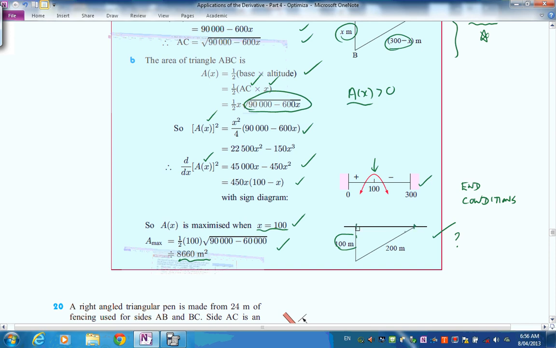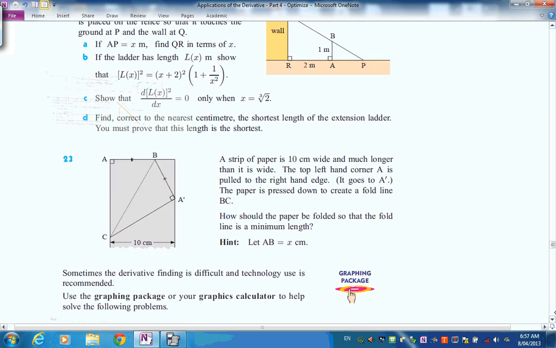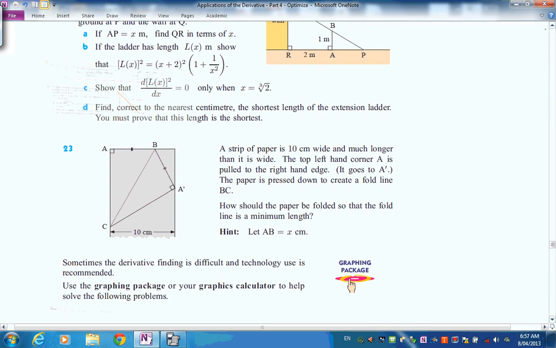We could have x very small, which means we go further out to the drain, and x very large as we come in. Either of those is going to give you a smaller area, but some sort of statement about the end conditions really should be made. All right, so let's have a look at these questions here now.